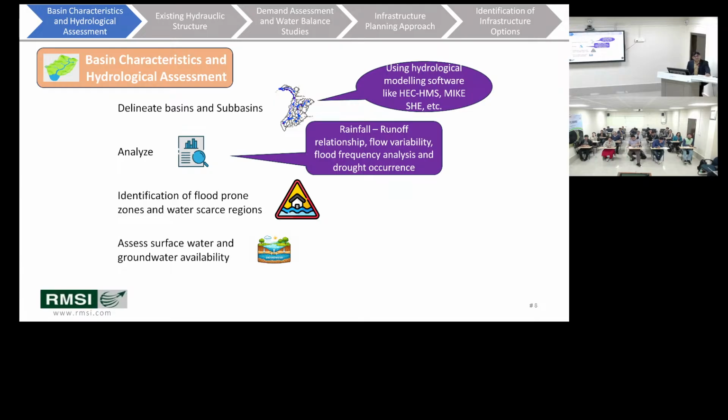You should also identify these flood-prone zones, water-scarce regions, and then the trend of groundwater there, because you should promote the conjunctive use of water there. If your surface water is going to reduce, then you should use this. You should know what the availability of groundwater in your area is, so that you can make conjunctive use.